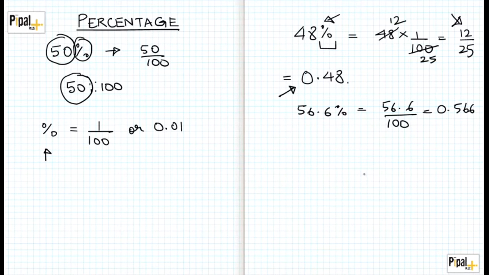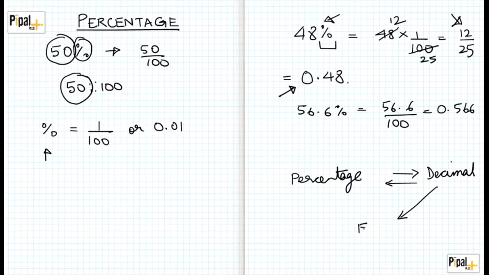So simply put, a percentage is convertible into decimal, right? And a decimal is converted into percentage, just like a decimal is convertible into a fraction, right? And a fraction is convertible into a decimal. Likewise, we can convert a percentage into a fraction and a fraction into a percentage.